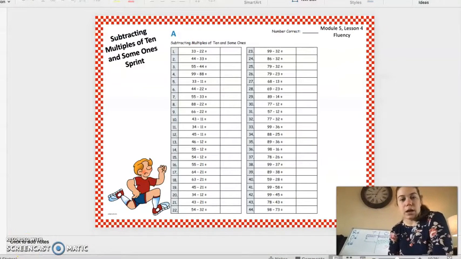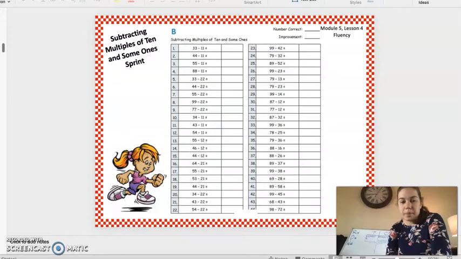So now we have our sprint. It's going to be subtracting multiples of 10 in some ones sprint. So when you're ready, you can start your 2-minute timer and get started. Remember, when your timer goes off, your pencil goes down, your hand goes up, and you get ready for part B. Alright, good luck. Alright guys, here's part B. Remember, your goal for part B is to get 1 more than you did on part A. I know you're going to rock this one too. Good luck, everyone.